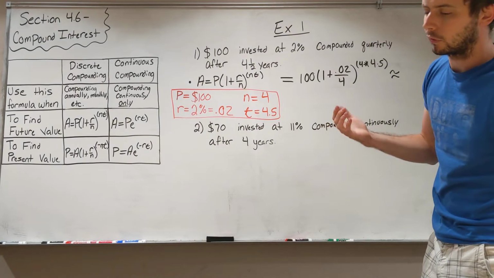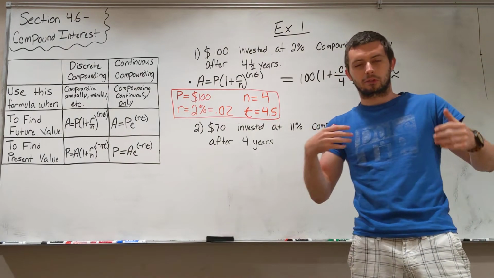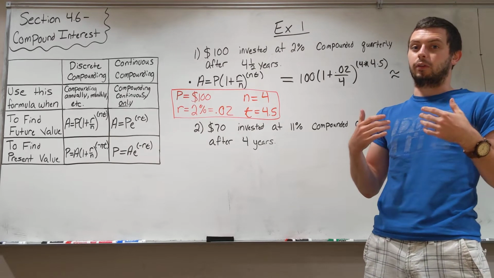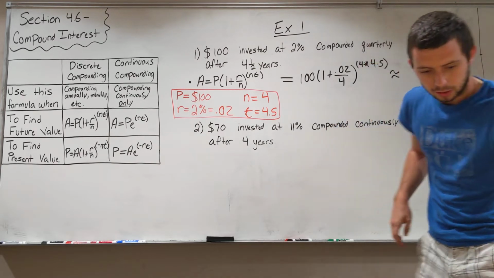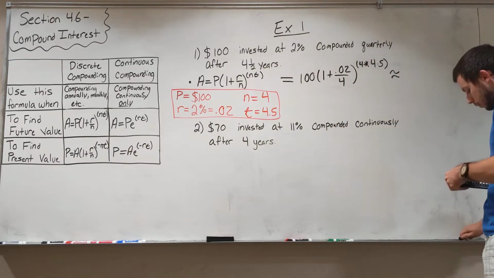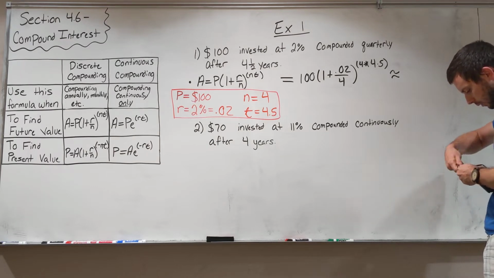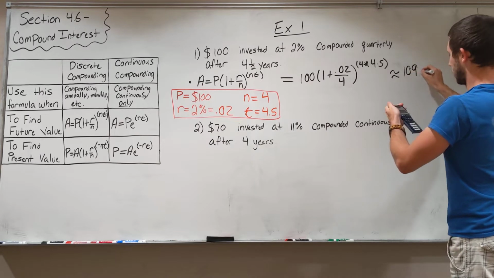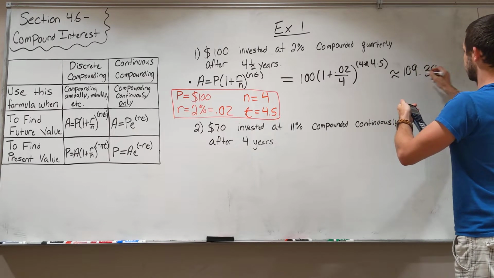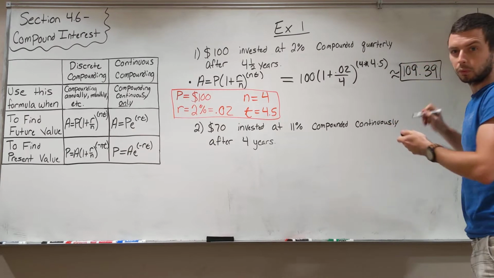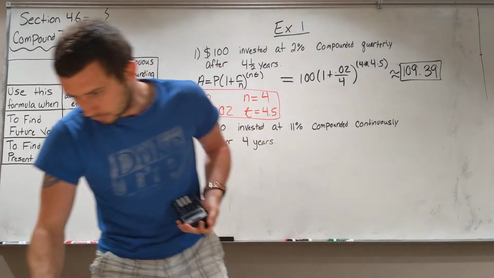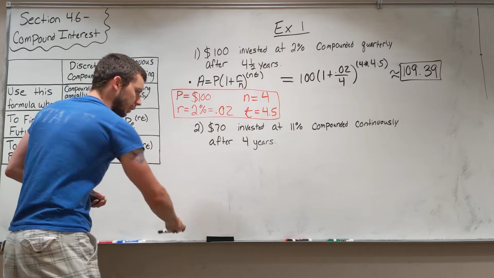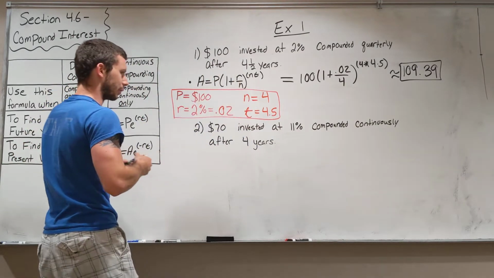109.39. Since this is money, you should expect most, if not all, of these problems to ask you to round to the nearest cent. So let's write that down. That is 109.39. That would be your final answer. And so we'll move on to problem 2 here, which is a fairly similar problem.